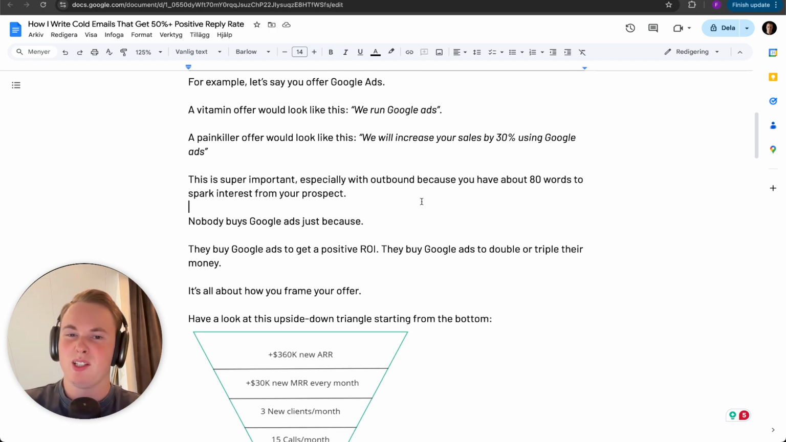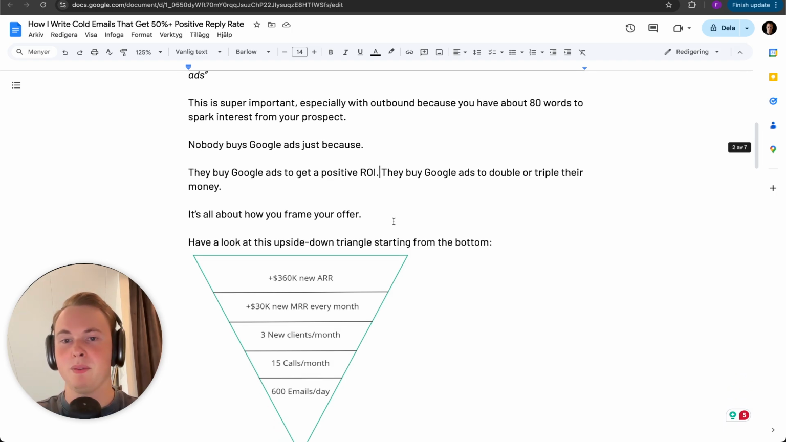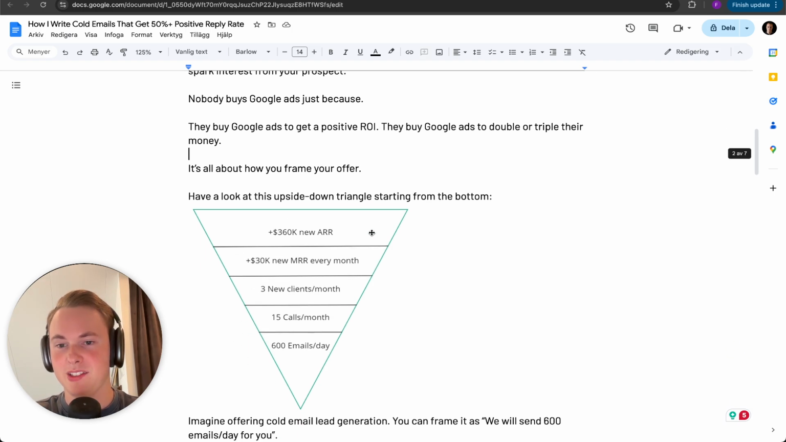And in terms of outbound, you have about 80 words to spark interest from a prospect, so you actually need to make it really, really good. Nobody buys Google Ads just to buy Google Ads. They buy it to get a positive ROI. They buy Google Ads to double, or hopefully triple their money, basically. So it's all about how you frame your offer. And it's the same thing if you have a look at this upside down triangle, starting from the bottom.